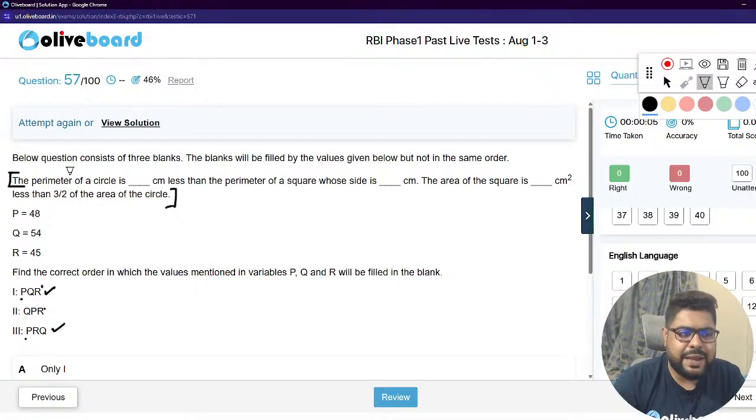So first, the perimeter of a circle is P less, meaning 1 and 3 I am going with. P less means 48 centimeter less than the perimeter of the square, whose side, if I take 1, is Q, that means 54 centimeter. And if I take 3, then it will be 45. Okay, let's calculate one by one. So the perimeter of a circle is 44 by 7 into R, 2 pi R.